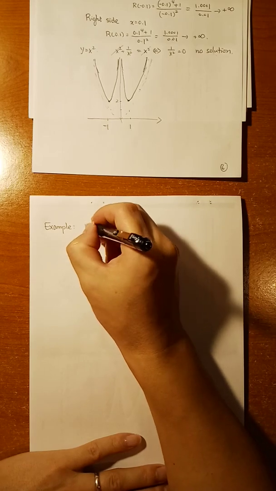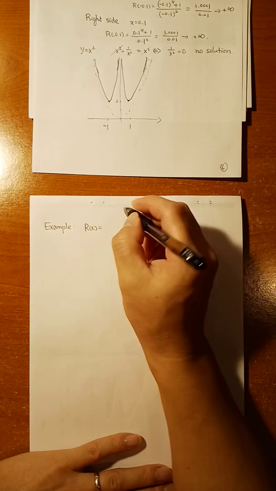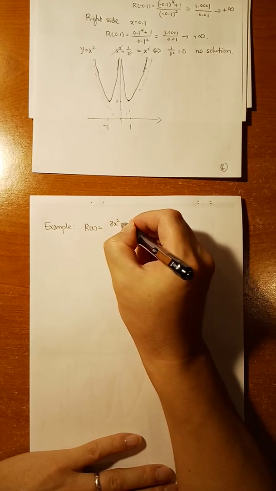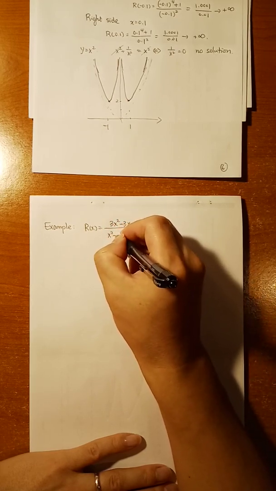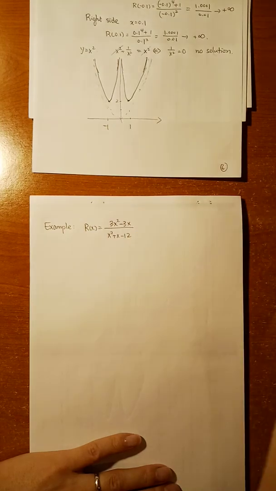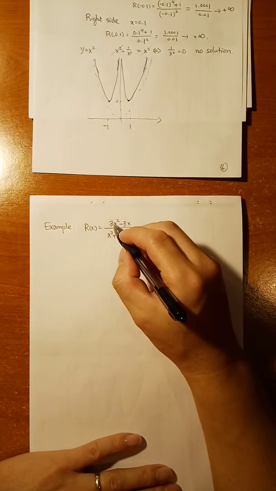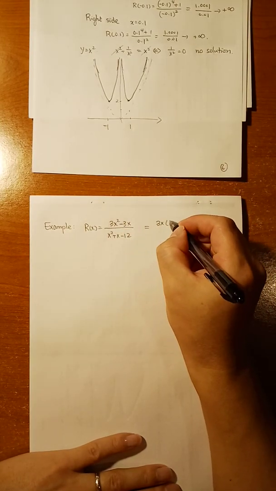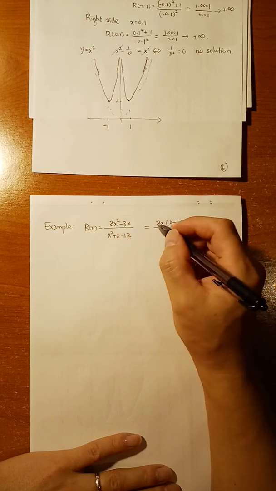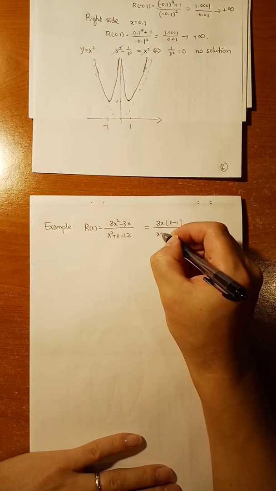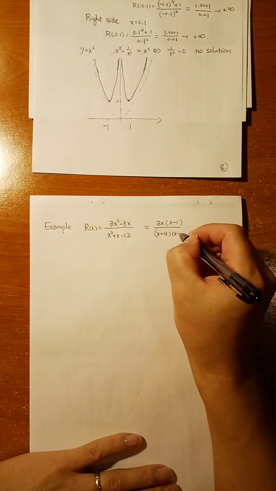We have r of x equal to 3x squared minus 3x over x squared plus x minus 12. We need to factor it. So in the numerator, we factor out 3x, we get x minus 1. In the denominator, what do we get? We get x plus 4, x minus 3.